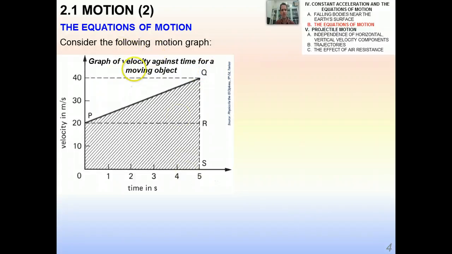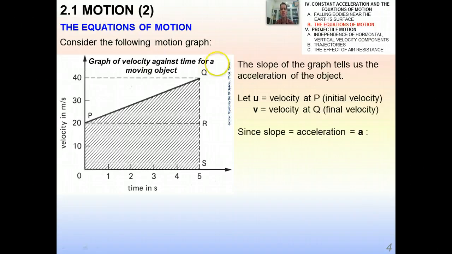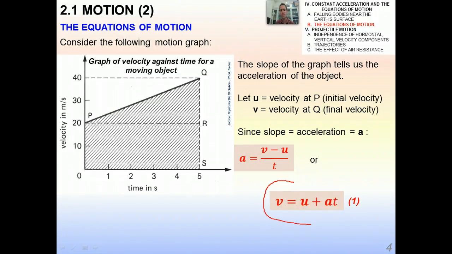So that's what we're dealing with when we derive the equations of motion. We're going to deal with the same graph over and over. Now, you know that the slope of the graph gives you the acceleration of the object. I'm going to let u be the velocity at P, the initial velocity. Remember, we always call that u in IB physics. v will be the final velocity, or the velocity at Q up here. Since the slope is the acceleration, the slope is clearly the final velocity minus the initial velocity over delta t, or I'm going to call it (v minus u) over t. Or, in the simplest sense, v equals u plus at.